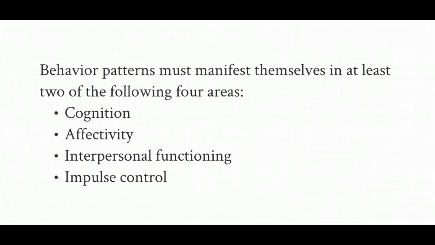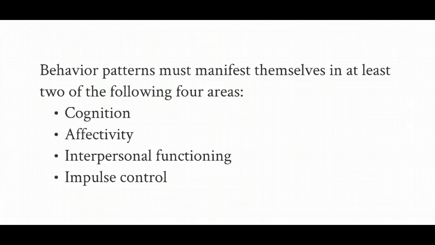And what we look at is that behavior patterns must manifest themselves in at least two of the following four areas. So cognition, how you think about events. Your thinking can be distorted in very specific ways. Different personality disorders will have different impacts on cognition. Affectivity is your emotional response to particular stimuli. So how do you react to stimuli?